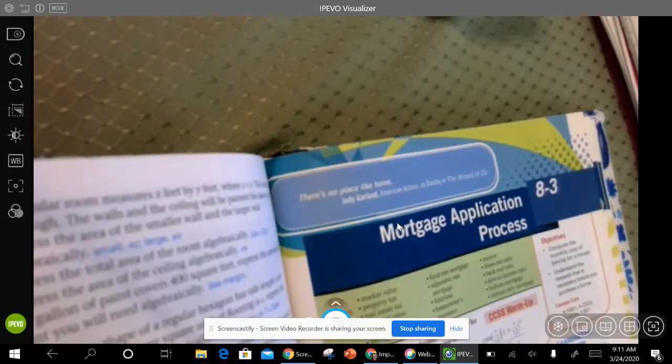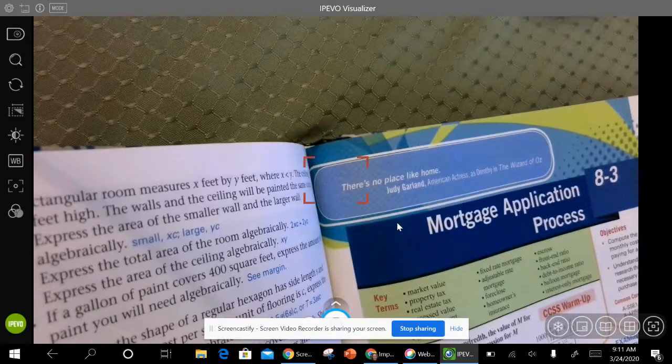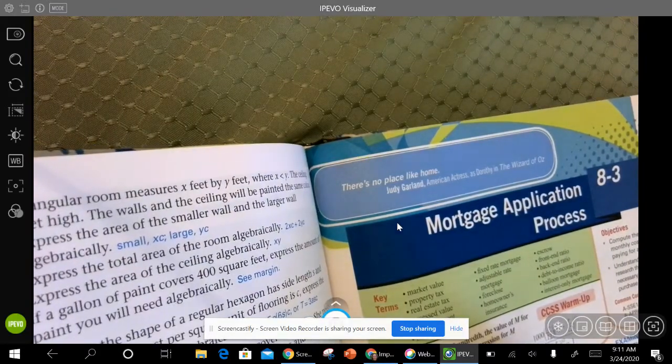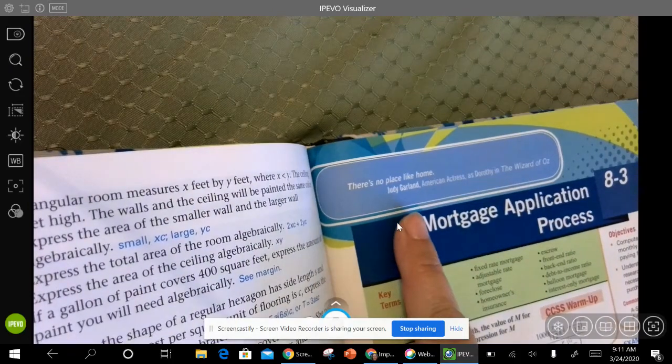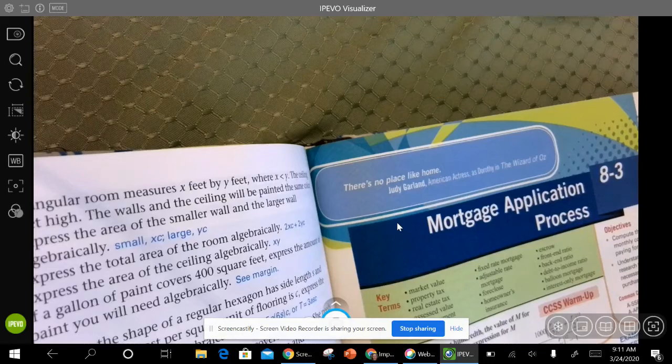So it says that there's no place like home. No place like home. There's no place like home. So it says Judy Garland from Wizard of Oz. So we love having a home.